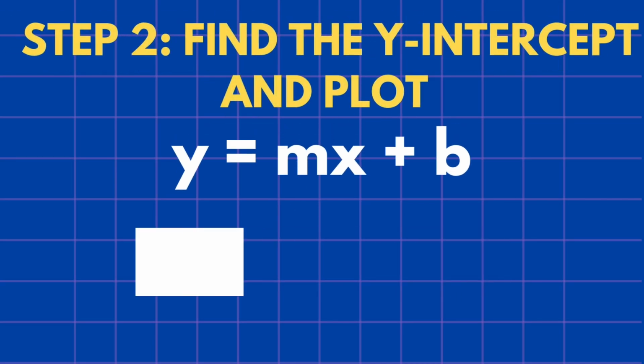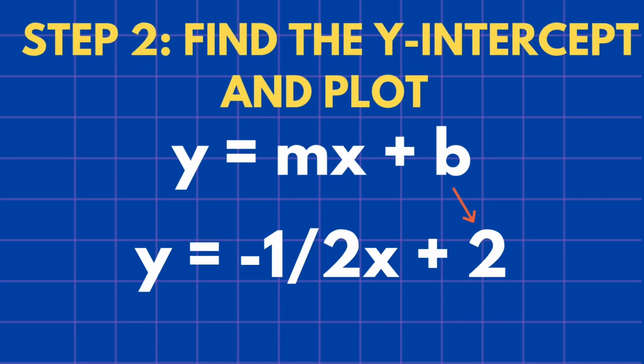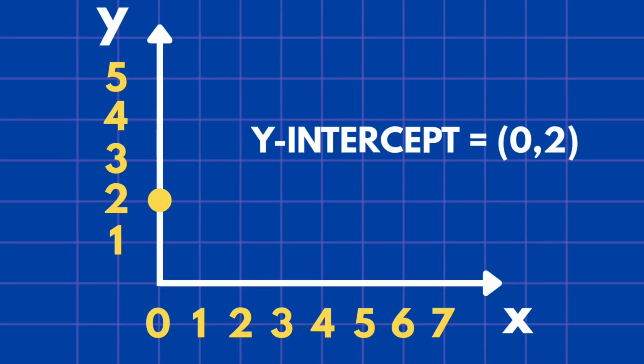Step 2. Find the y-intercept and plot our first point. By referencing our formula, we can see that our value for b is 2. Knowing that, we can plot our first point, which will be 0, 2.